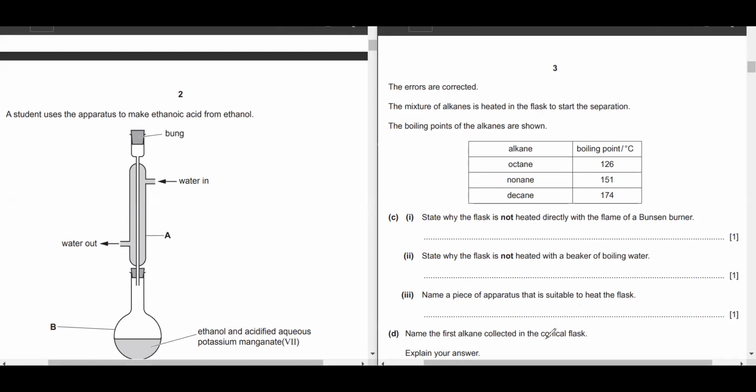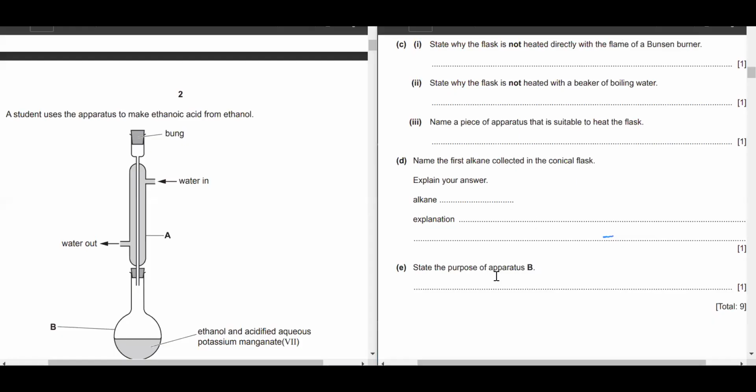Now name the first alkane collected. The one with the lower boiling point will have its vapors rise first in the fractionating column, and then they'll move into the condenser. So which of these three has the lowest boiling point? 126. So first its vapors will come, then the next, and eventually at the end decane, which has the highest boiling point, right? So name the first alkane collected in the conical flask. That's going to be octane, because its boiling point is minimum. So this is how you'll be answering this particular question.